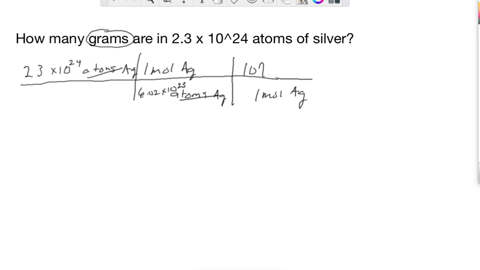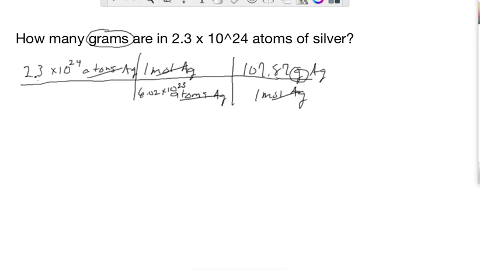So we're going to say 107.87, and this number just comes straight from the periodic table. It's the bottom number typically on a periodic table right under the element symbol. So 107.87, and this is grams of silver. So now let's double check moles. We'll cancel out with moles, and I'm left with grams, which is exactly what I want.